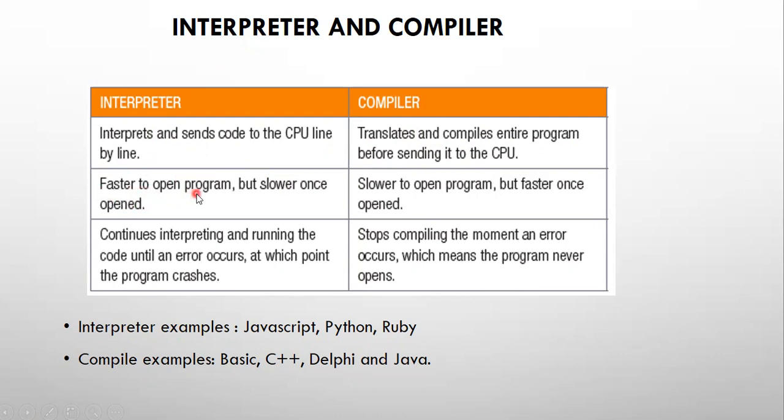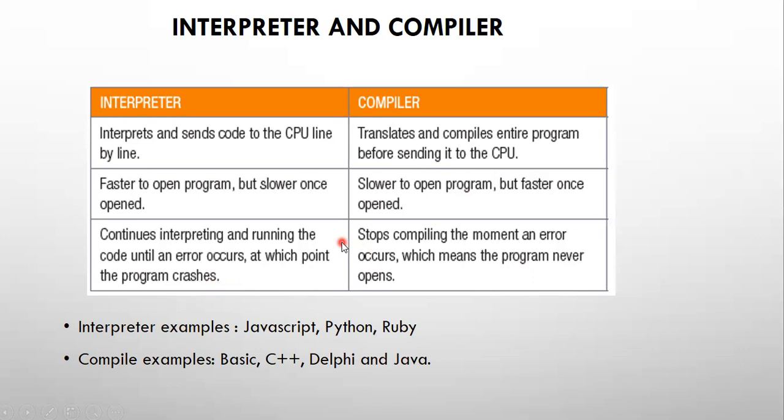It is faster to open a program if you're using an interpreter, but slower once opened. It's slower because each line is converted and run. Your compiler is slower to open a program because the entire program has to be compiled. And once it's compiled, then you can run, so it's faster once you have opened it. The interpreter continues interpreting and running code until an error occurs. So it's running each line, and if an error occurs, the program will crash.